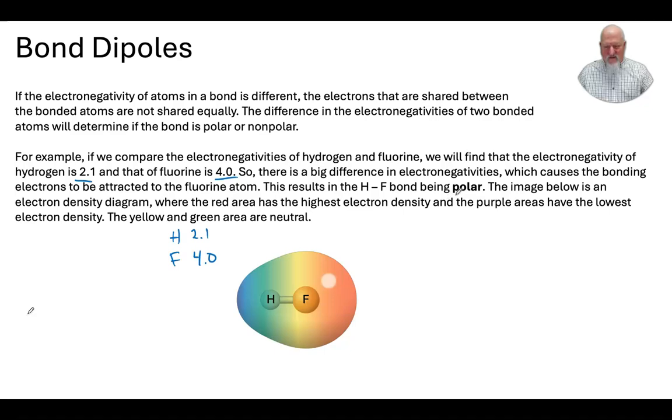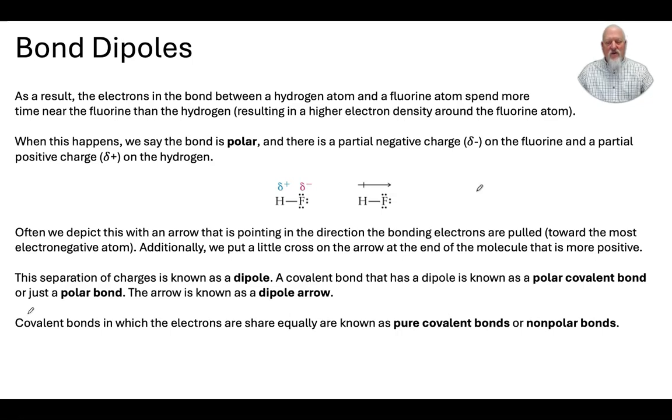What that means is the bond is called polar. And polar means there's simply a negative end and a positive end. And to show this polar bond, we're going to use these delta negative or delta positive, like we've got here. And delta means partial. That curly d shape is a Greek letter, and it means partial. It means fluorine's got a partial negative charge and hydrogen's got a partial positive charge.